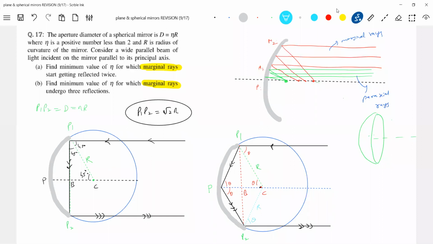Can we make theta 60 degrees? Yes sir, theta will be 60 degrees. Okay, theta 60 degrees. Then directly, straight away, we can calculate P1 P2. It is 3R, value root 3.